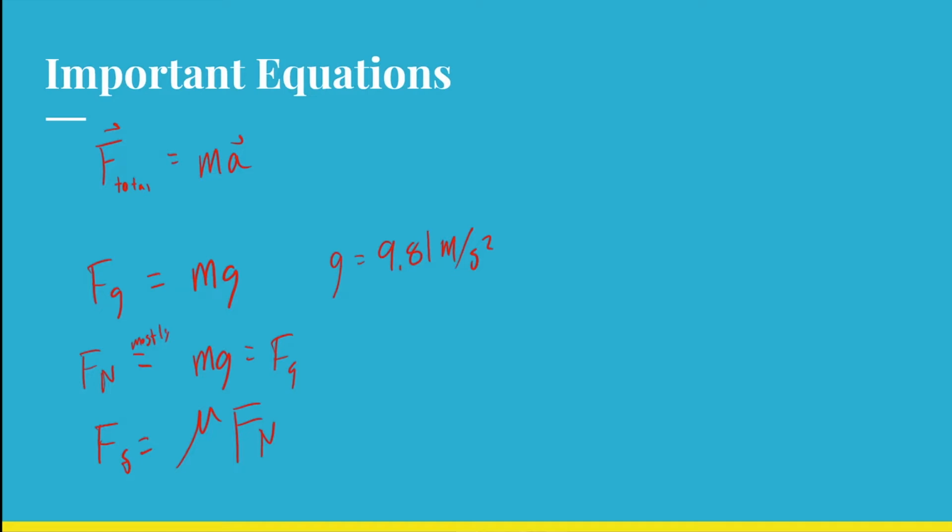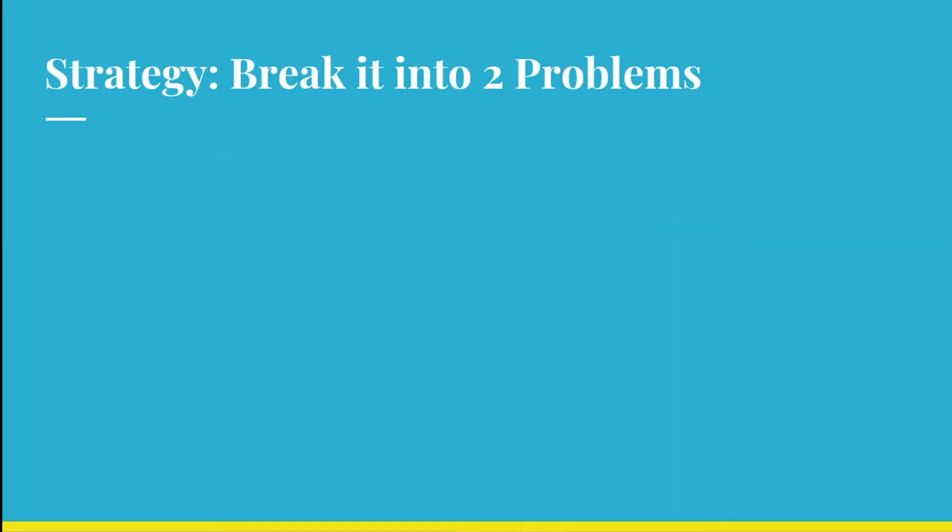Let's say that you're given a problem where instead of an object sitting on a table like this, what if it's a ramp? And there's an object sitting on a ramp or moving on a ramp or something. Here's the strategy. You break it into two problems. So let's say our problem is we have a ramp and there's an object on this ramp.